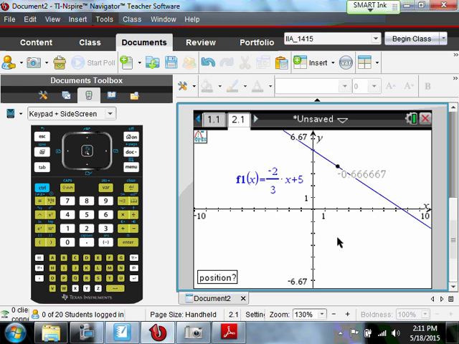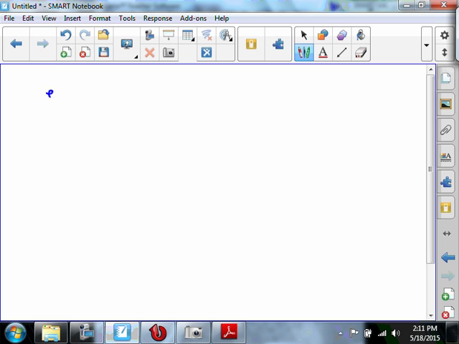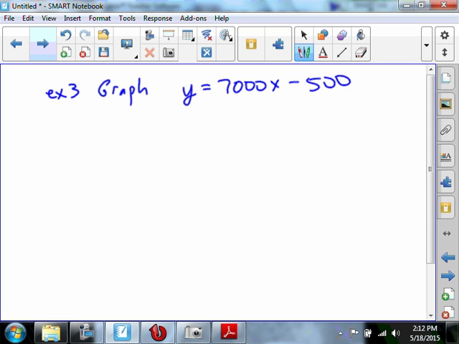Okay? So what if we wanted to graph something like this? Let's try to graph y equals 7,000x minus 500. This is the kind of thing that comes up in a business model. You get $7,000 for every unit sold, but it's going to cost you $500 to make one, right from the beginning to get started. This is the kind of thing that shows up in businesses all the time.